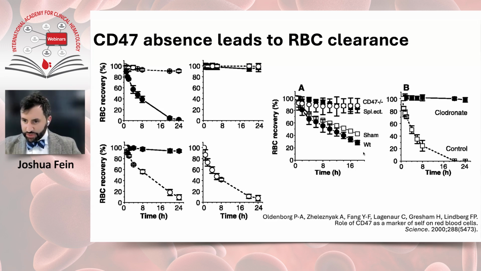Finally, they then asked the question, is it spleen dependent? So they did a sham surgery. And so these are the mice that did not have a splenectomy versus in the circles here, the mice that did have a splenectomy. And so you can see that only in the mice with a functioning spleen do you actually have this same CD47 dependent effect. If CD47 is not present on the red blood cells, they were removed.